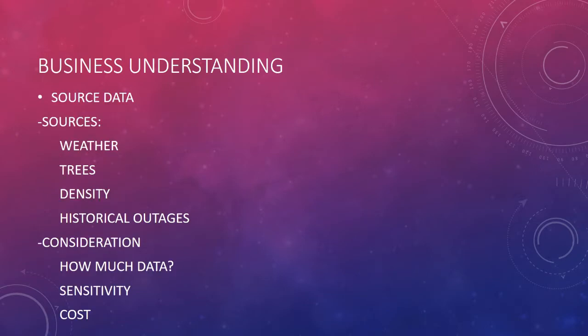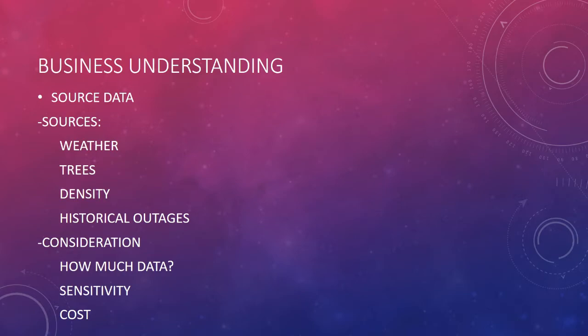Now, phase two would be data understanding. So this would be the source data. On the weather, we have the weather providers. On the trees, you have satellite imagery vendors. And on the density, we have utility customers. Now, on the historical outages, the source would be the utility customer.